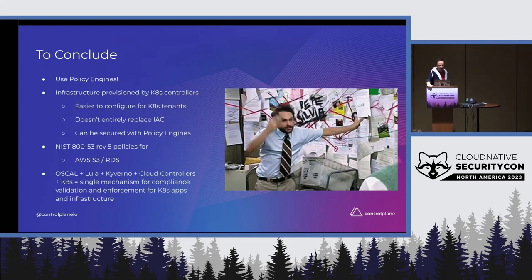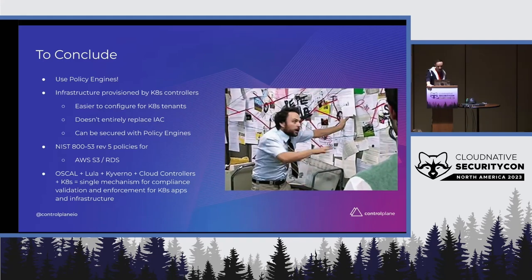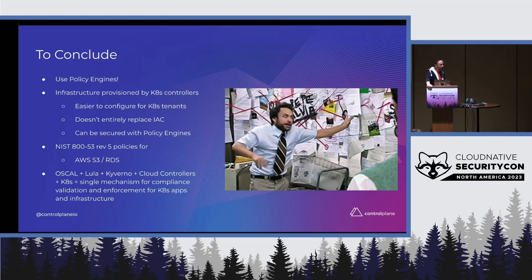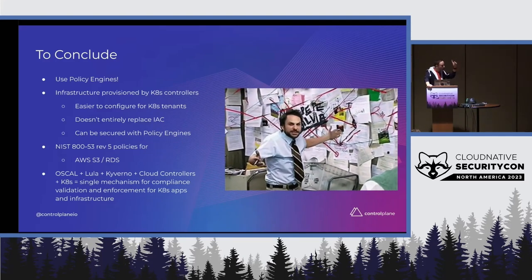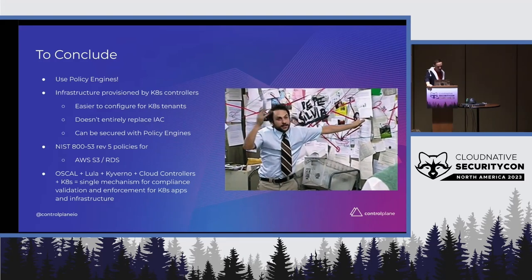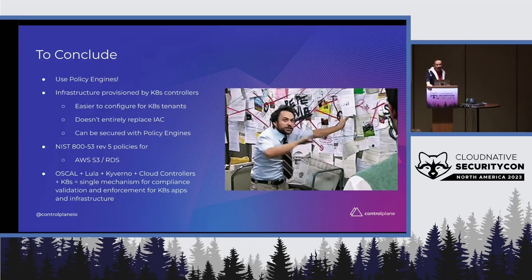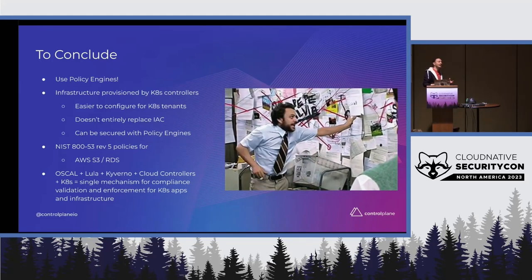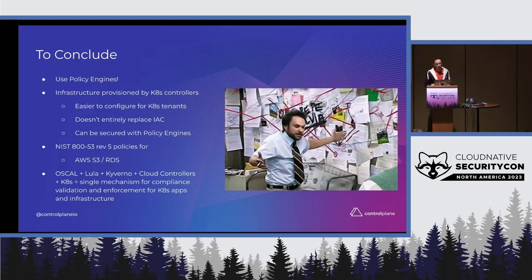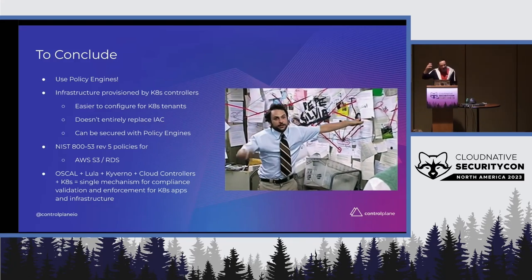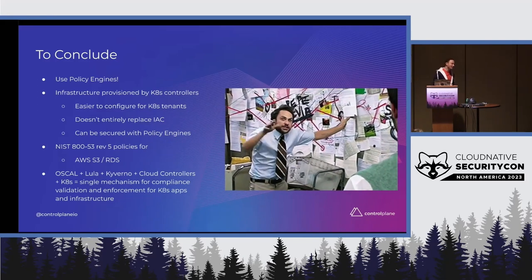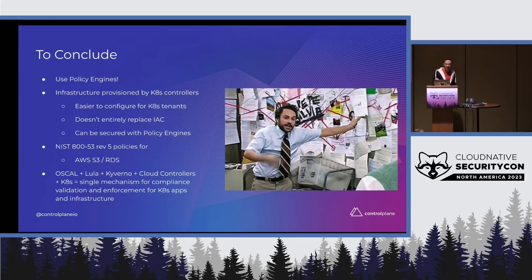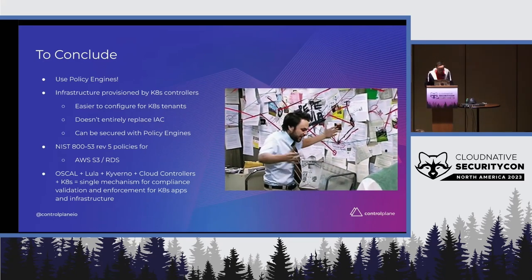We have some policies enforcing compliance to NIST 800-53 for AWS, S3, and RDS that you can use with Crossplane-provisioned infrastructure under the Collie repo that I will open up shortly. And through OSCAL, Lula, and Kyverno, and cloud controllers, we're starting to get to a place where we can tell in an automated way if all your infrastructure and Kubernetes applications are compliant with policy standards while simultaneously enforcing those standards from a single source of truth.